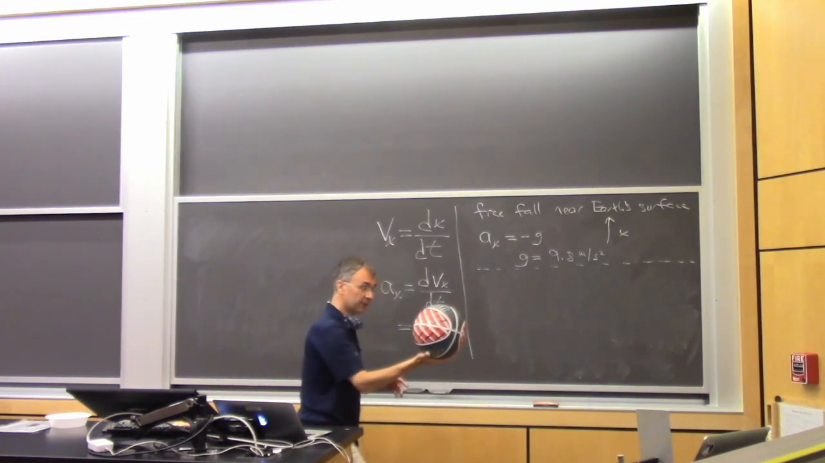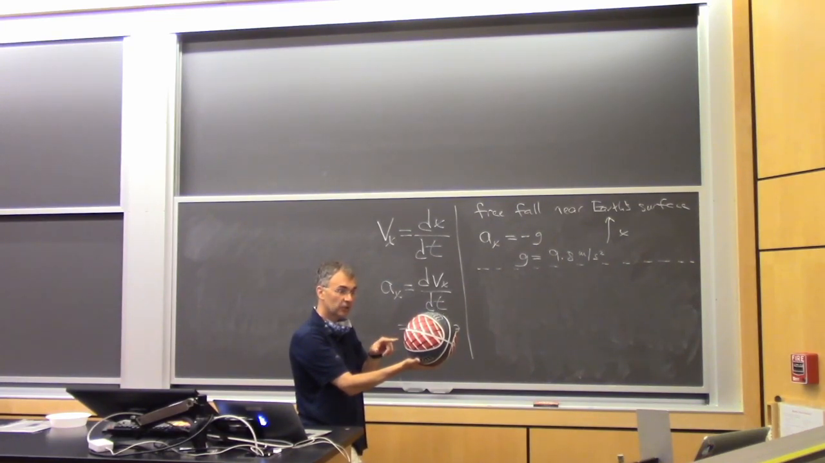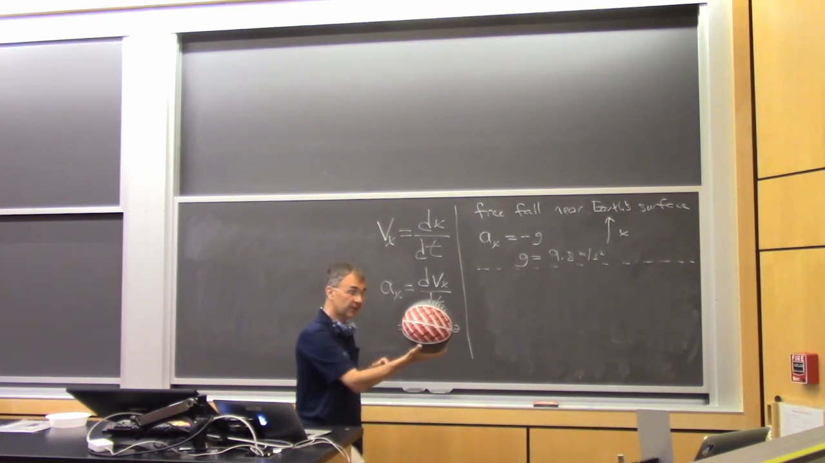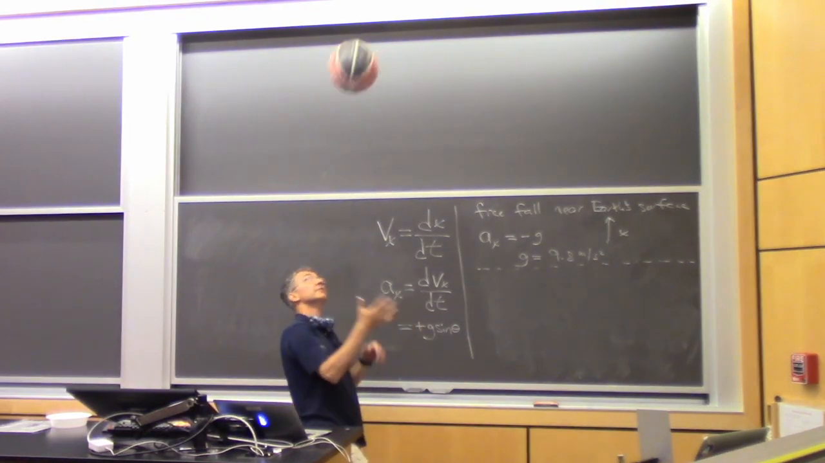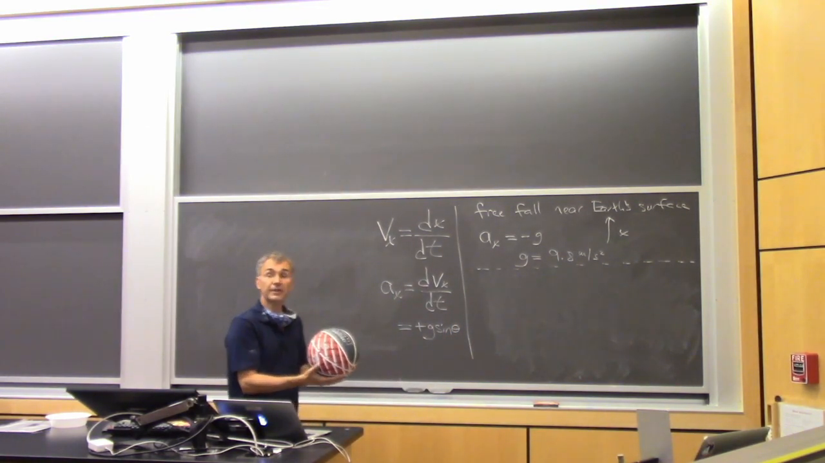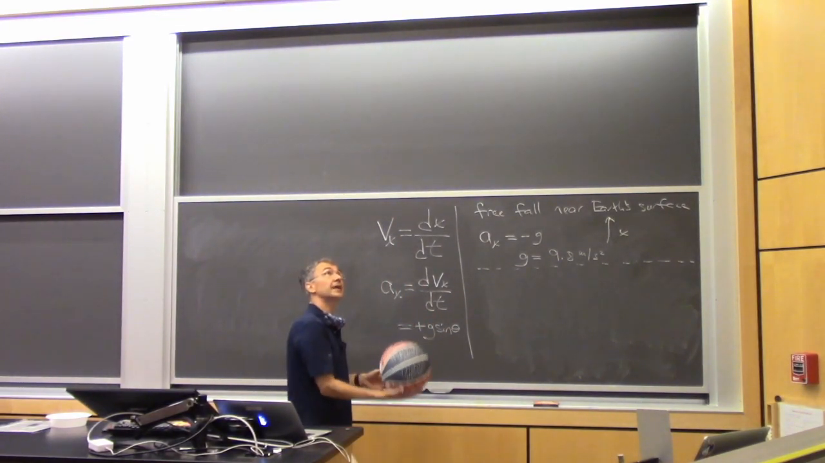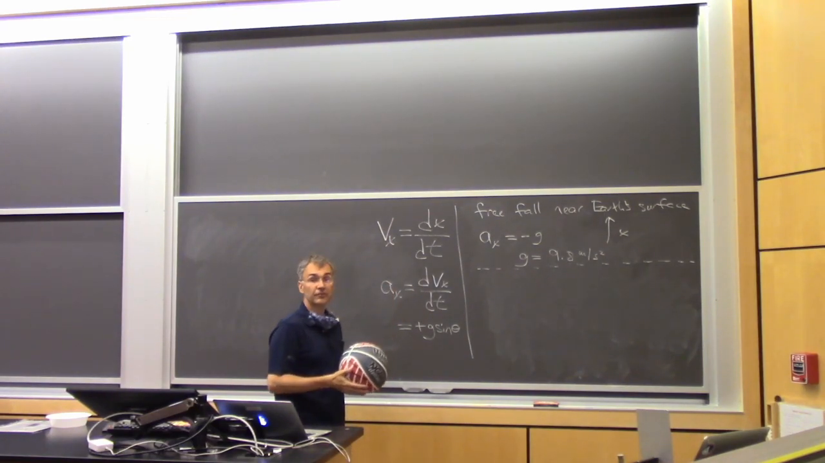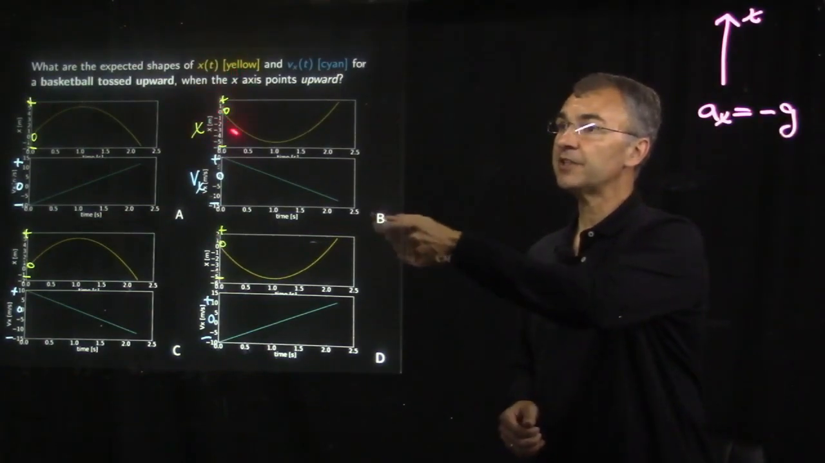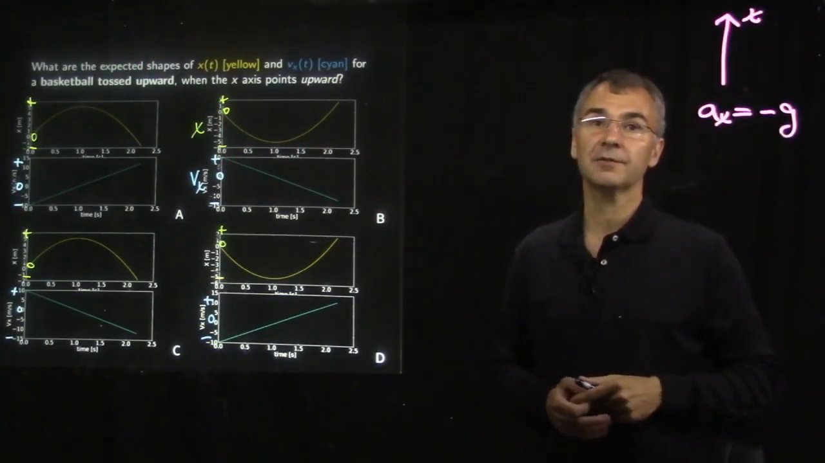And I claim during that whole time, from just after I release the ball until just before I catch the ball, the only influence acting on the ball is Earth's gravity. So during that time the acceleration is downward. And again, we have the x-axis pointing up. So a sub x equals minus g. What are the expected shapes of x of t in yellow and v sub x of t in light blue?